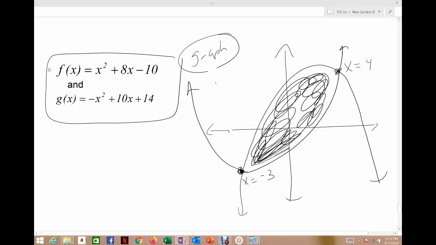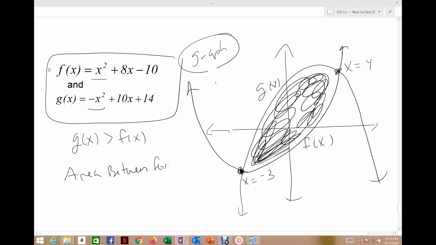Alright, the parabola opening down is g of x. The parabola opening up is f of x, right? I look at my first x squared, they tell me how it's opening. And so if I look at my picture, g of x is the bigger function, right? G of x is larger than f of x. So I'm going to find my area between f of x and g of x over the interval negative 3 to 4. And an easy way to check on this one is 0.